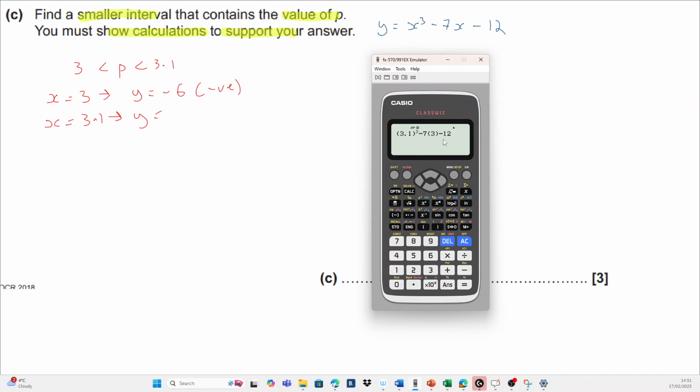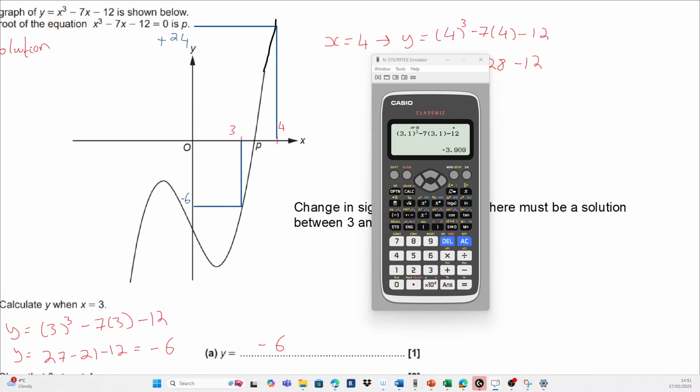Take away this, and I get this, which is minus 3.9, whatever. But the thing is, because they're both negative, that means if I go back again, I chose 3, well, 3.1 would be somewhere here. There is no solution between 3 and 3.1 because they both give me negative output.